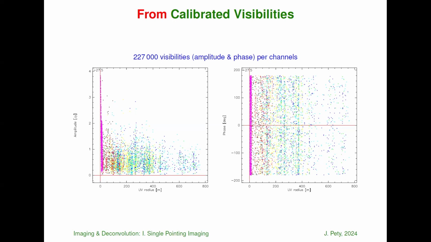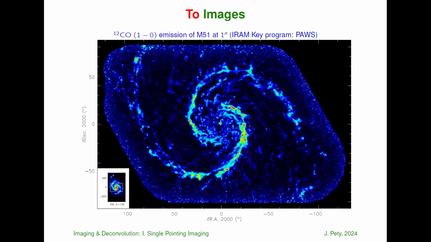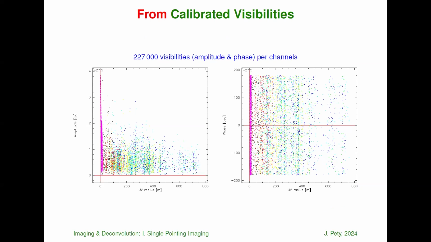It's because our mind is not made to think in the Fourier plane. And that's why it's much easier to go to the image plane. This is exactly the same image, except that here you recognize immediately that this is a galaxy. In fact, this is the 12CO(2-1) emission of M51 at 1 arcsecond, from the IRAM key program PAWS. And it's easy to do some science on this image, while doing some science on this data set is not obvious. That's why we want to image the data.